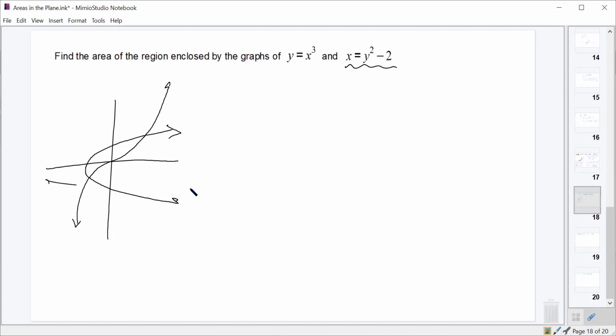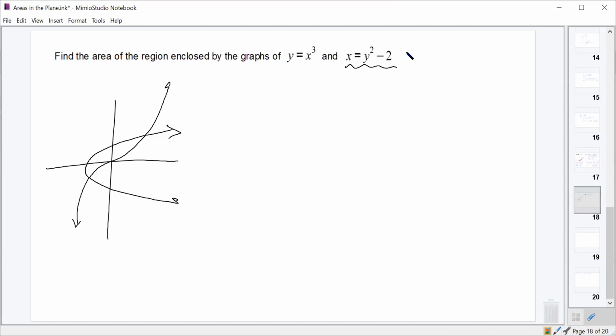It passes the horizontal line test rather than the vertical line test. But that's sort of beside the point. It doesn't matter what this equation looks like. It doesn't have to be a function. We still have to draw every solution to this equation, because the graph of x equals y squared minus 2 is the set of all points that solve that equation.